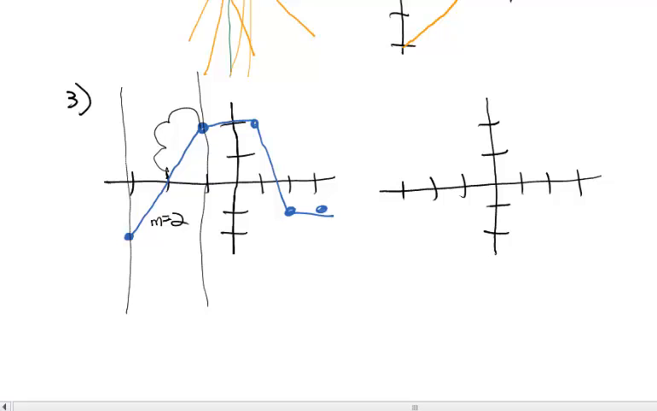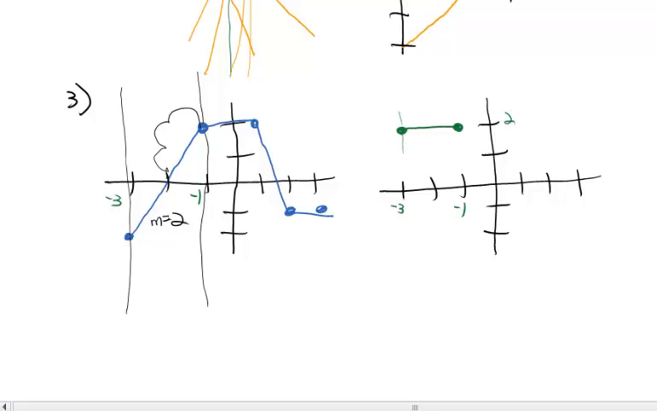Because the slope between -3 and -1 is 2, on my graph, between -3 and -1, I'm going to show that the slope is exactly 2 on my graph.